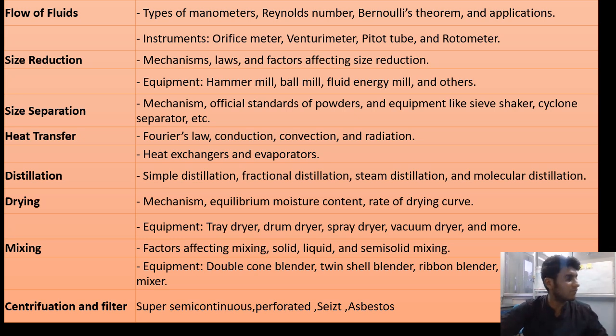For size reduction we have comminution. We have different laws, Kick's law, Bond's law, Rittinger's law, and different equipment, fluid energy mill, pin mill, ball mill, hammer mill, roller mill, cutter mill. Know their principle, impact and attrition, and the advantages and disadvantages. Which one is for soft and sticky, which one is for abrasive and friable materials. For size separation, we have sieve shaker, cyclone separator, sedimentation tank, etc.